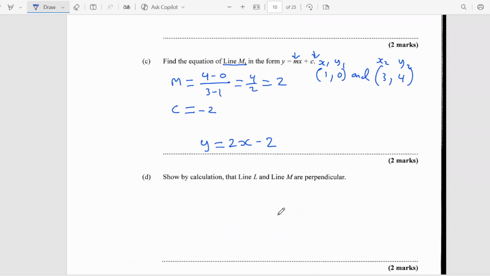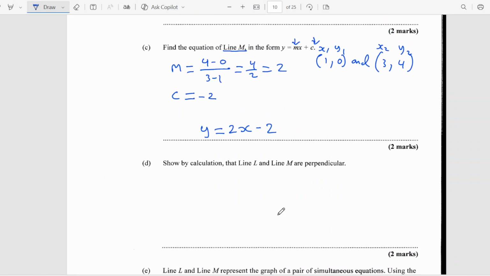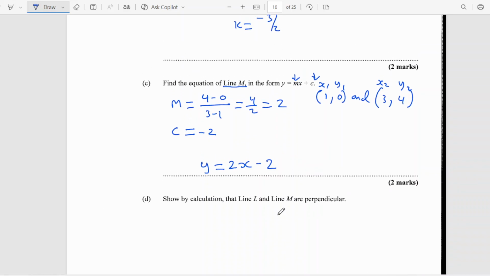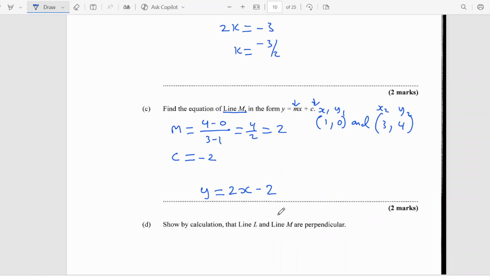Right, part D, one more part we have here, right? 2 more parts. Part D, show by calculation that line L and line M are perpendicular. We know that for 2 perpendicular lines, one gradient is the negative reciprocal of the other, or the product of the 2 of them is supposed to give you a negative 1. So the gradient of line M, we know that is 2, right? Let me write that one. Gradient of line M is 2.